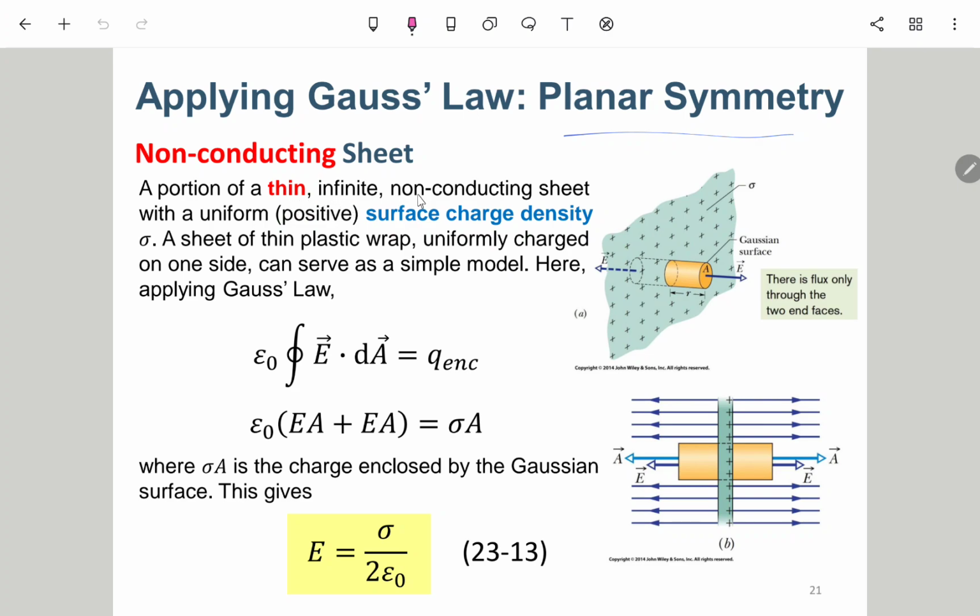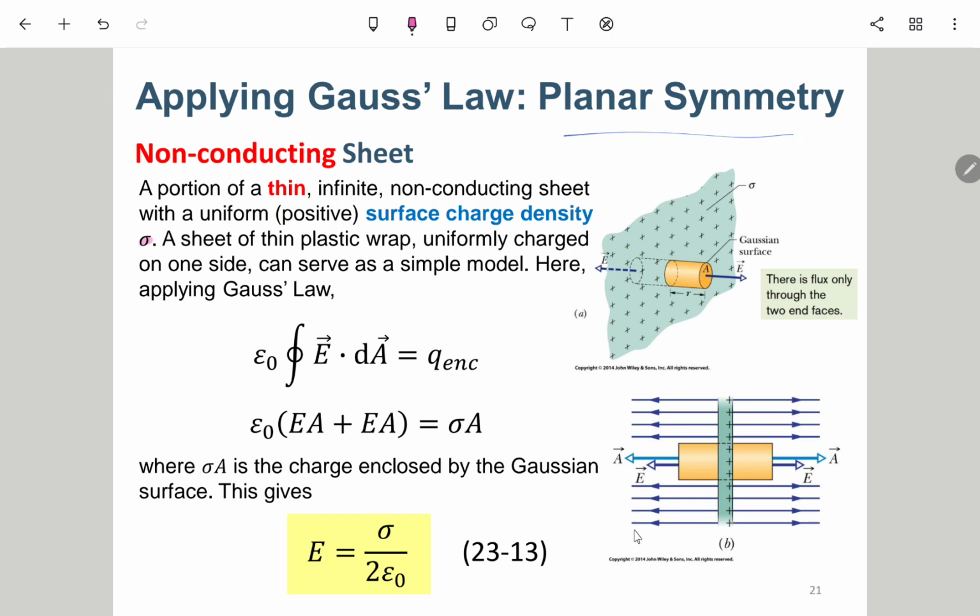Okay, so here it says a portion of a thin infinite non-conducting sheet with a uniform positive surface charge density sigma. A sheet of thin plastic wrap uniformly charged on one side can serve as a simple model. Here applying Gauss law, this is the original Gauss law, and this is the non-conducting sheet. So it has a uniform positive surface charge density here.